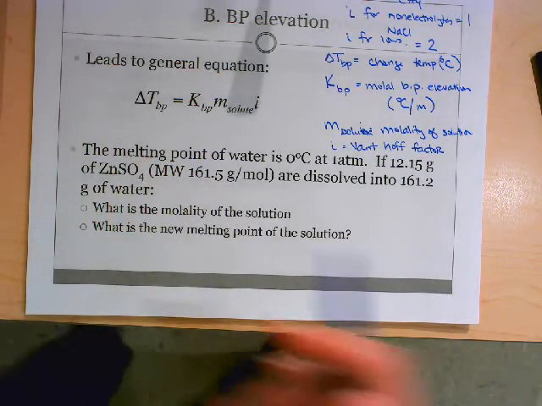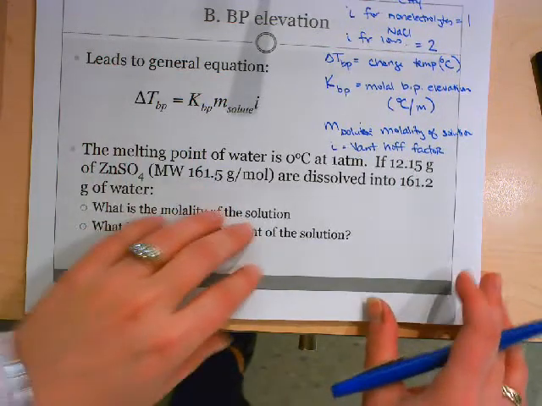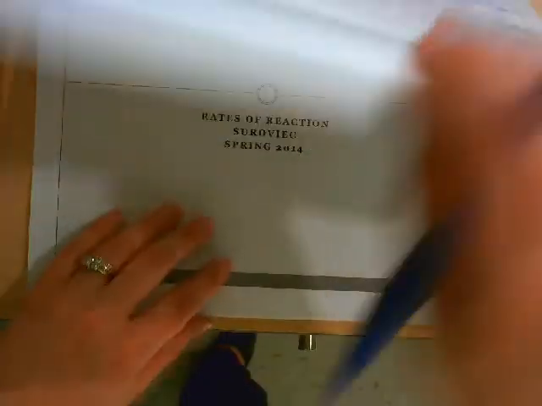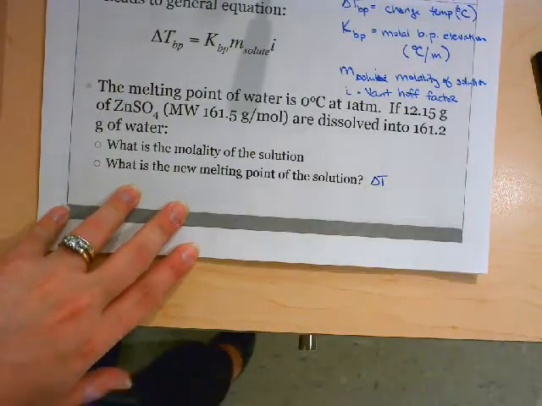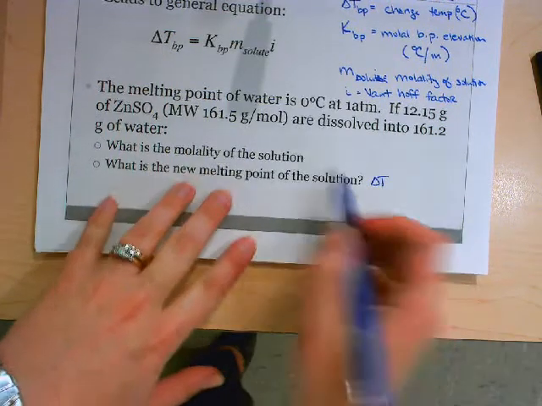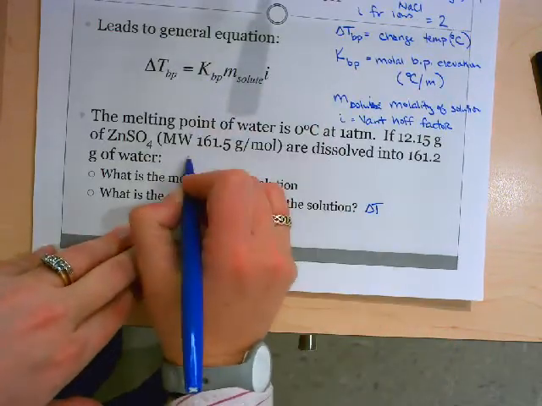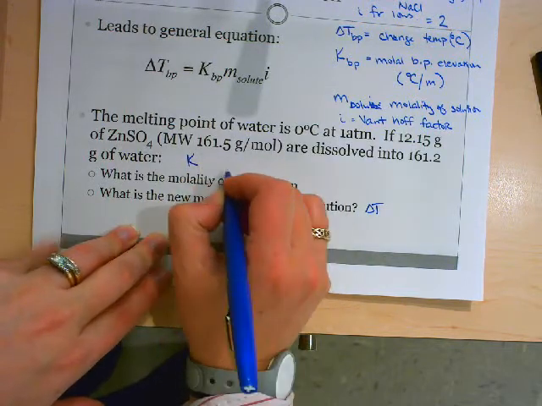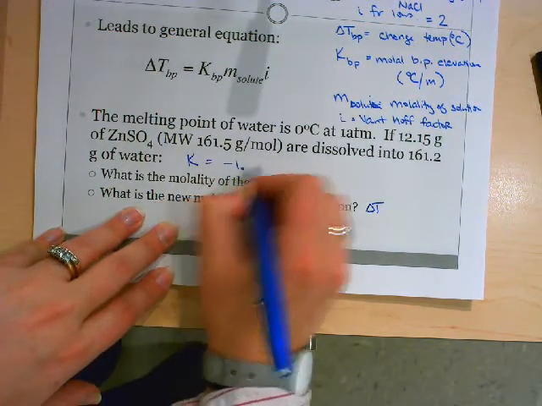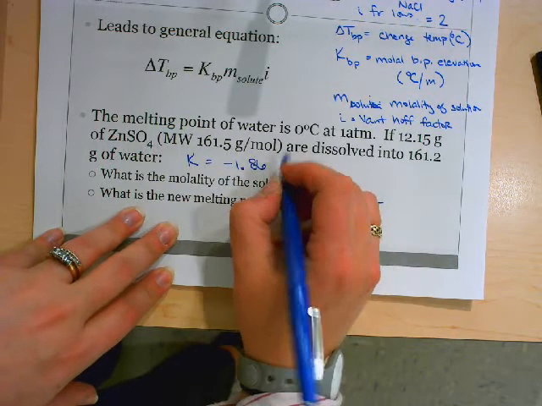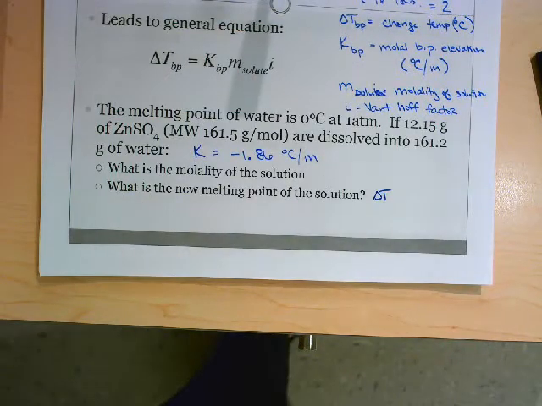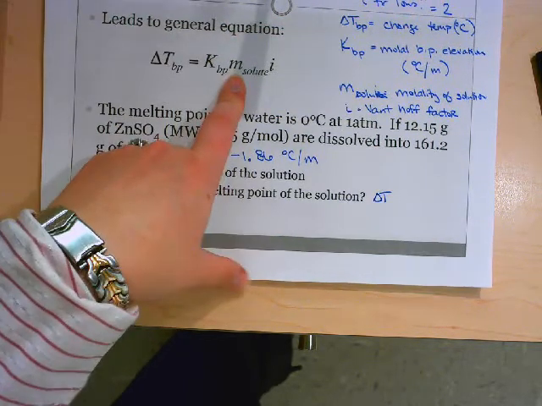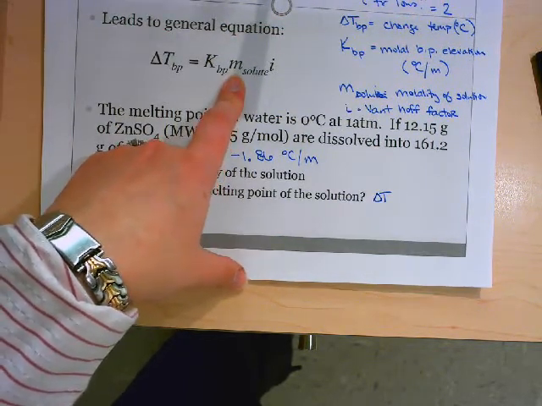So, I'm looking for this delta T. Alright, this is delta T. That's what I'm looking for. But first, in order to solve it, K is going to be given. I'll give it to you now. K. Alright, so K has to be given to you. First thing we have to figure out is what the molality of the solution is in order to solve this.